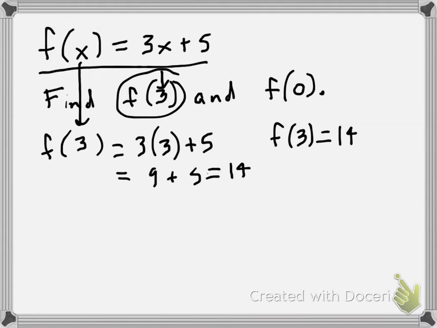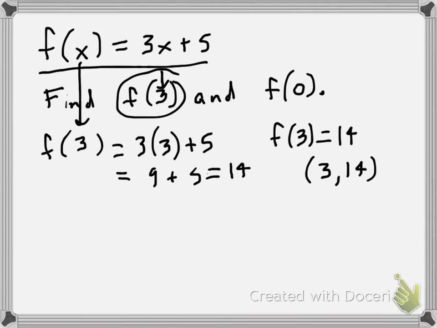It is important to note that you can get ordered pairs from statements like this as well. The value inside the parentheses is your x, so that 3 goes in the first place of our ordered pair. And then the 14 is our f of x value or our y value. F of x is just another way to write y. So that 14 is going to go over here on the right. So (3, 14) is an ordered pair that solves this particular function.